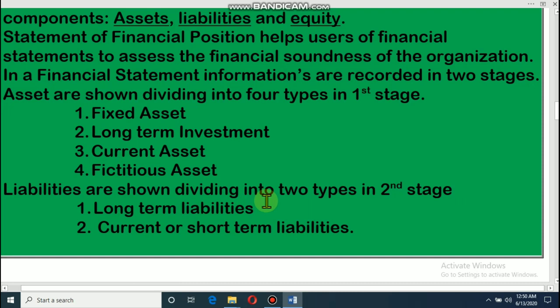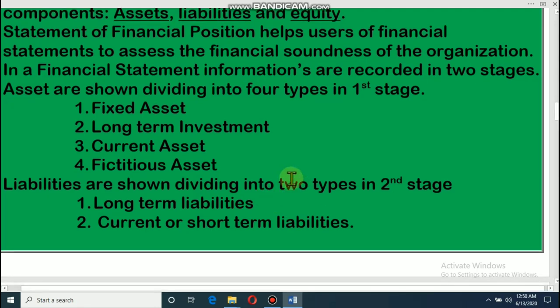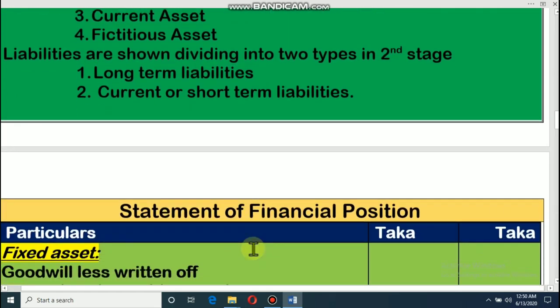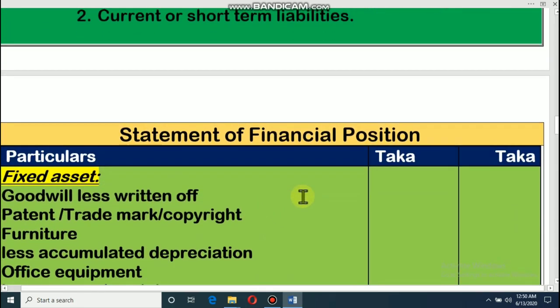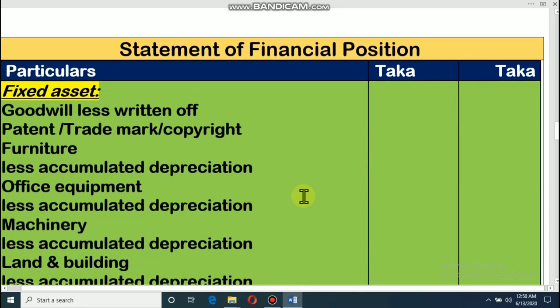Dear student, keep it in your mind. In the financial statement, we will write the asset in four steps: fixed asset, long-term investment, current asset and fictitious asset. On the other hand, we will write the liability in two steps: long-term liabilities and current or short-term liabilities. Let's come to our class. Dear student, statement of financial position. This is the format of financial position.